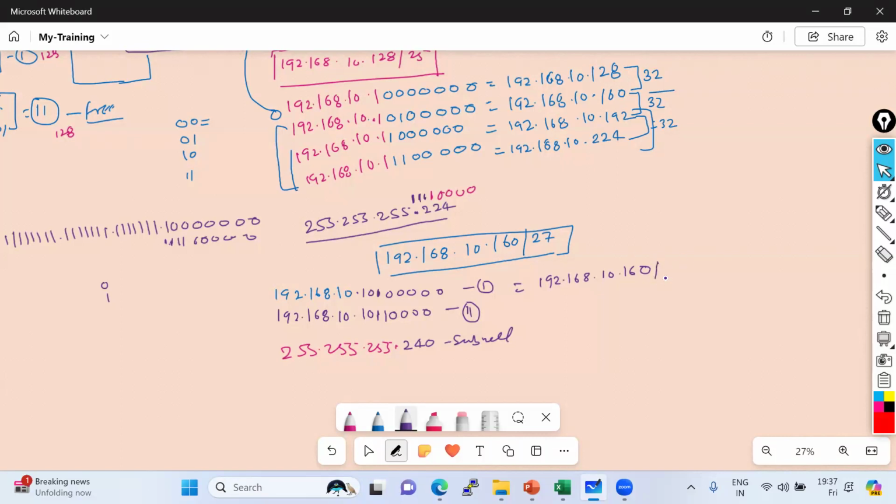And what is the CIDR? Slash, because we borrowed 1 now, 28. And what is the second network? Yes, you are correct. Absolutely correct. 192.168.10 dot, this is 240 minus 64, 224.